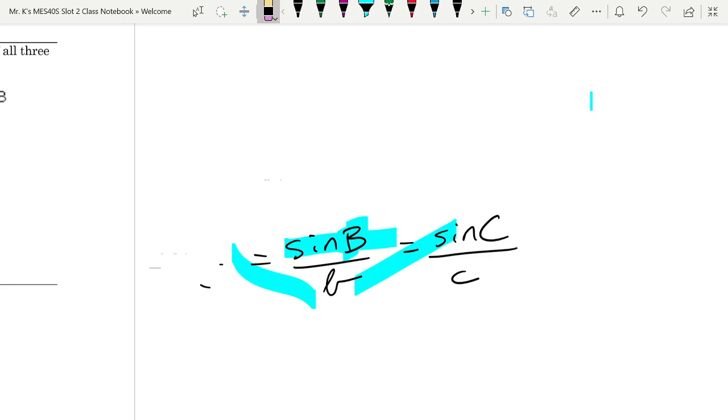And let me just erase all this, give myself some more room to work here. So the cosine formula looks like this, right? The cosine formula says, let's just use it for A: A squared equals B squared plus C squared minus 2BC cosine of angle A, right? That was the formula we used in class on Friday and Thursday. What if I need to find angle A? What do I do here?